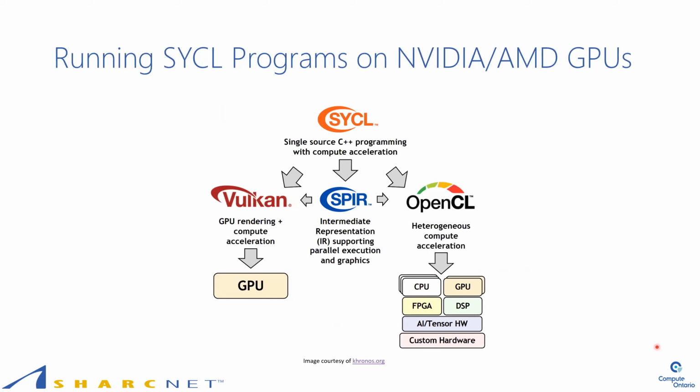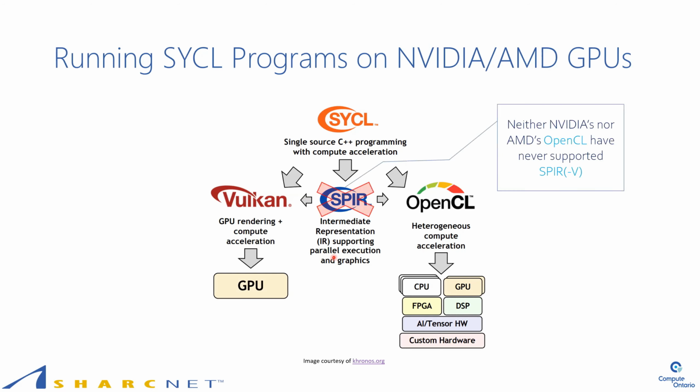But as is usually the case, with great expectations comes great disappointment. As we've seen in the ecosystem slides, both NVIDIA and AMD provide OpenCL drivers for their GPUs. So one naturally would expect a SYCL program to be able to run on NVIDIA as well as AMD GPUs, right? Wrong. And why is that? Because neither NVIDIA's nor AMD's OpenCL implementations have ever supported SPIR or SPIR-V, and probably never will.